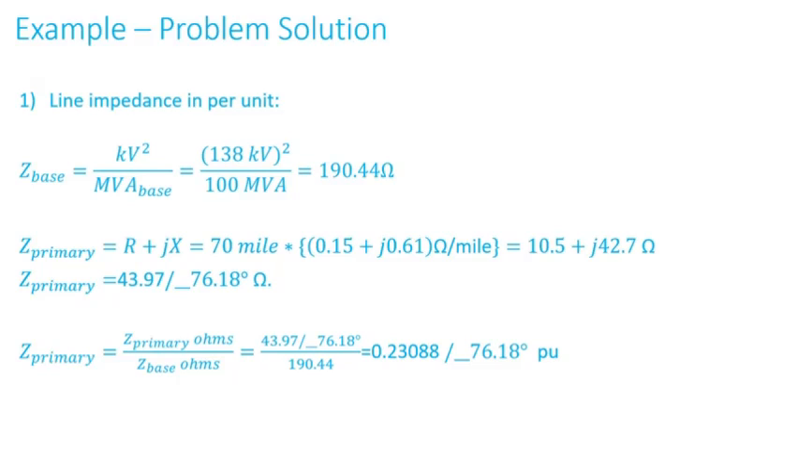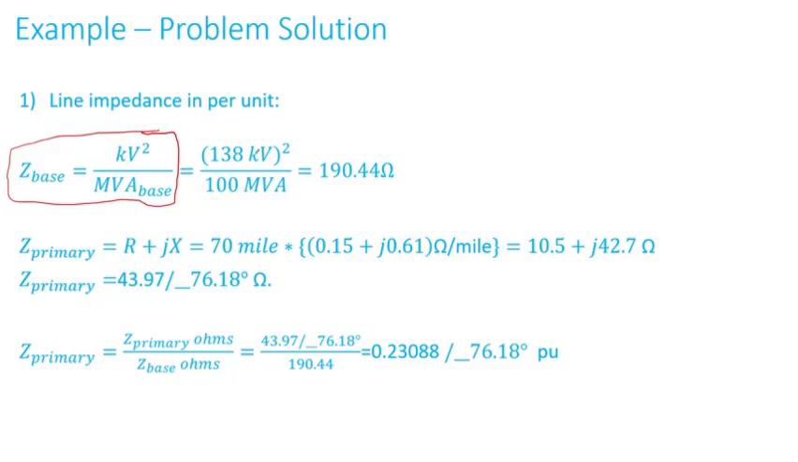Anytime you're dealing with per unit, you have to have a base. So the base impedance, the general equation when you have three-phase, is kV squared divided by MVA base. kV squared, this is 138 kV, so it's squared, divided by 100 MVA, which is the base.